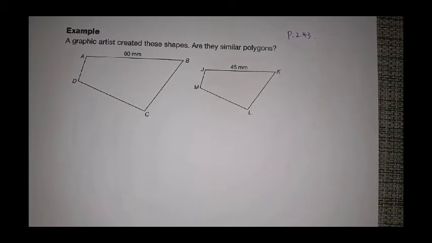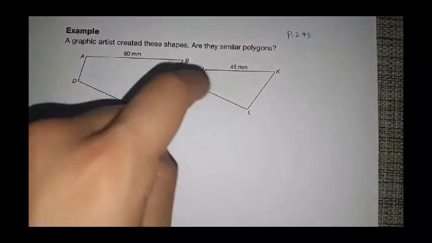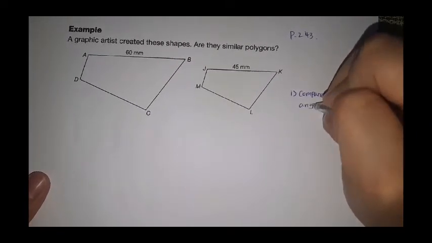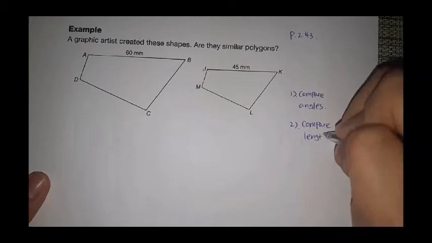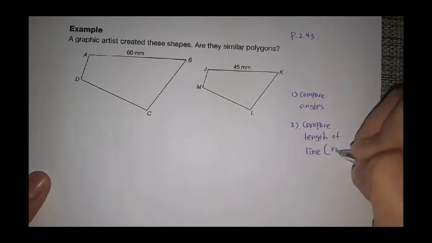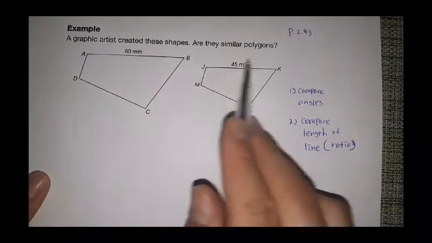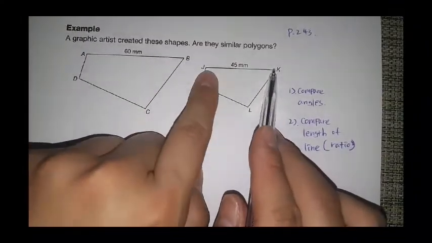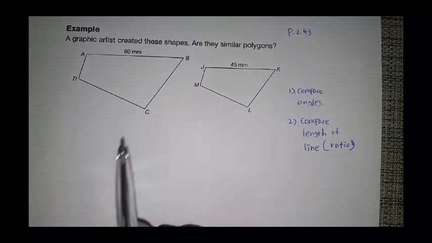A graphic artist created these shapes. Are they similar polygons? Right now I have angles at A, B, C, D, J, K, L, M. One thing that we can do is compare angles. Another thing that we can do is compare the length of lines, but I like to say in brackets, ratio. As you can clearly see, the lengths of AB and JK are different. But how much longer AB is than JK, in terms of ratio, is what we're going to compare. We're going to look at these two, these two, these two. So have that in your mind.